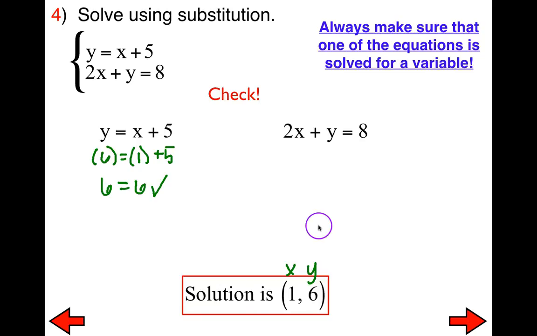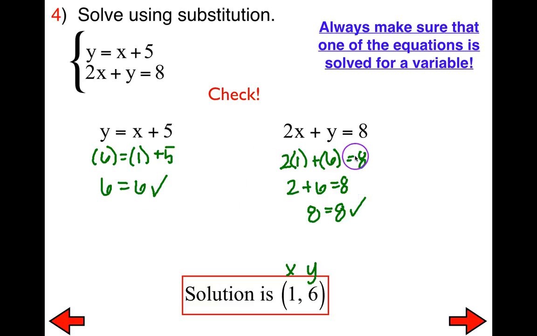Now let's check the second one. Here we have 2 times x, x is 1, plus y, which is 6, equals 8. So 2 times 1 is 2, plus 6 equals 8. 2 plus 6 is 8, so 8 does indeed equal 8. Since both check out, I can confidently say that the solution is indeed 1, 6.